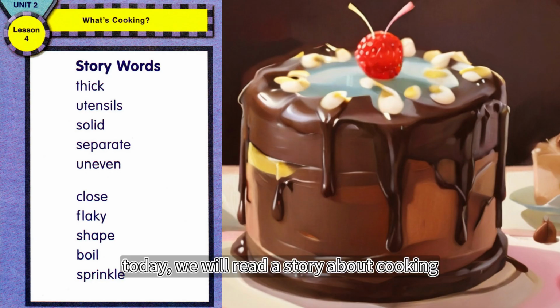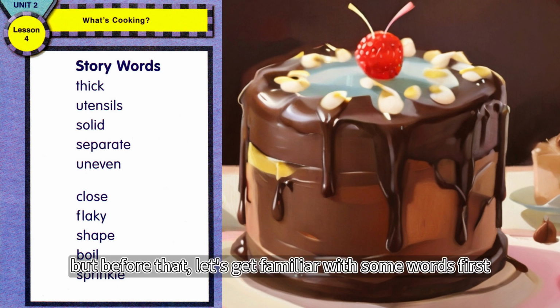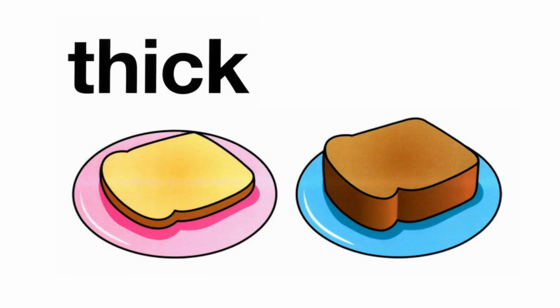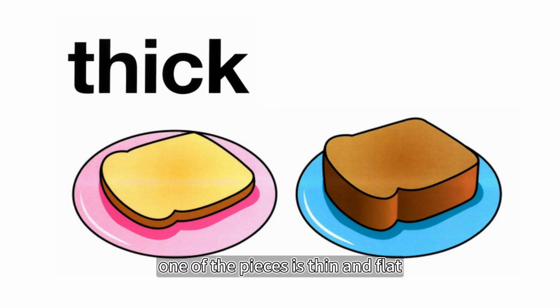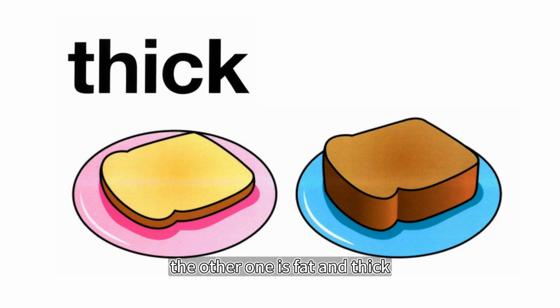Today we will read a story about cooking. But before that, let's get familiar with some words first. Thick. We can see two pieces of bread in the picture. One of the pieces is thin and flat, the other one is fat and thick. The one on the blue plate is thick.